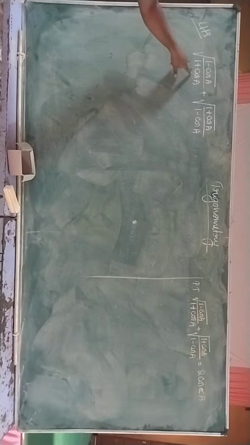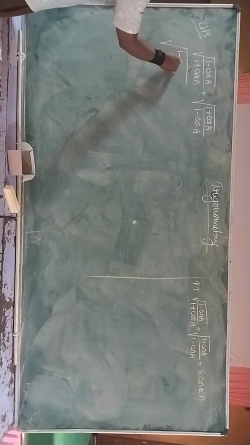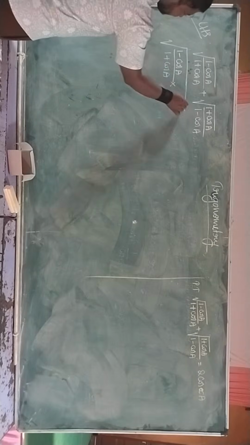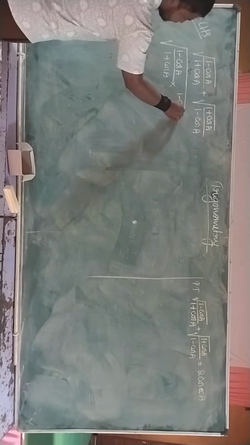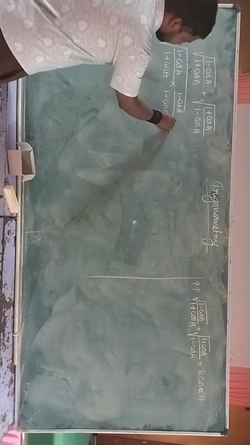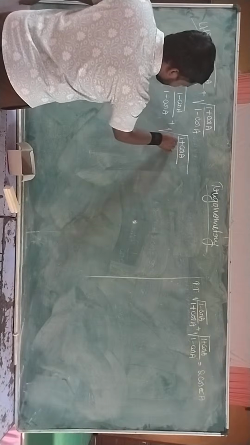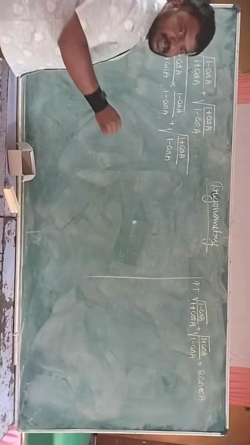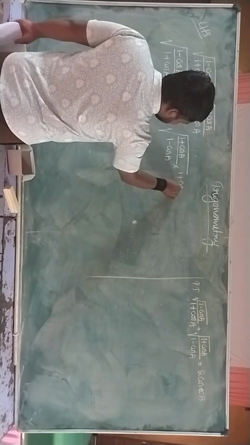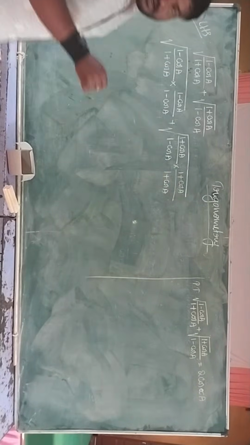Rationalize the denominator. So the denominator is 1 plus cos A. The rationalizing factor is 1 minus cos A. So we multiply by 1 minus cos A divided by 1 minus cos A. Similarly, for the next term also you can do the same: 1 plus cos A divided by 1 minus cos A. Here also you can rationalize the denominator, so the rationalizing factor is 1 plus cos A divided by 1 plus cos A.